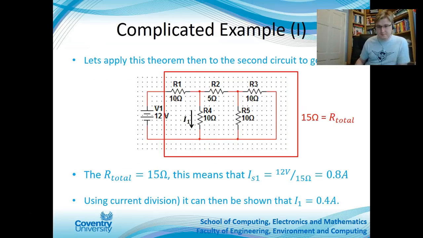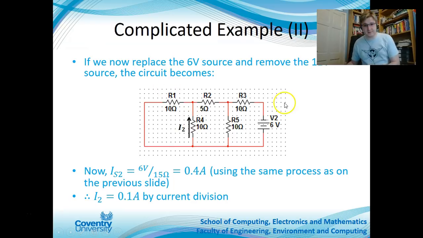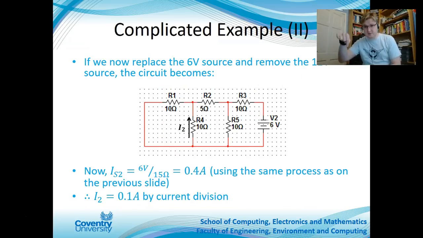Okay, so now we can put V2 back, short circuit V1, and we end up with this circuit here. Okay, we do exactly the same process, so we would find the total resistance of this circuit here, find the current supplied by the source, and then use current division to find that again. Just note here that the current is pointing downwards this time, it's not pointing upwards like it was here. There V1 is pointing up, here V2 is pointing down.